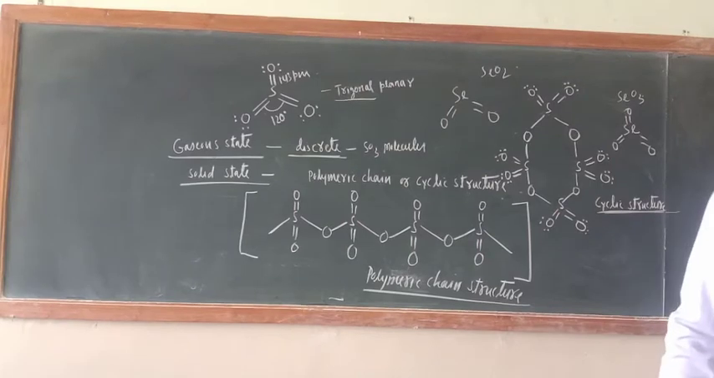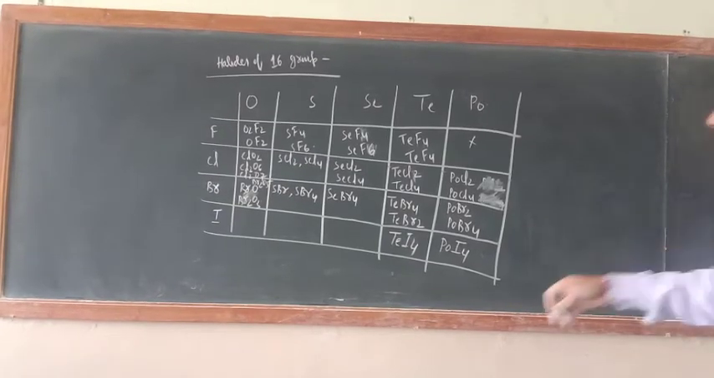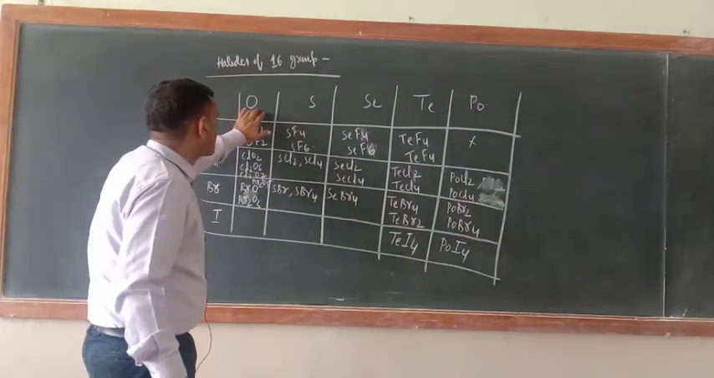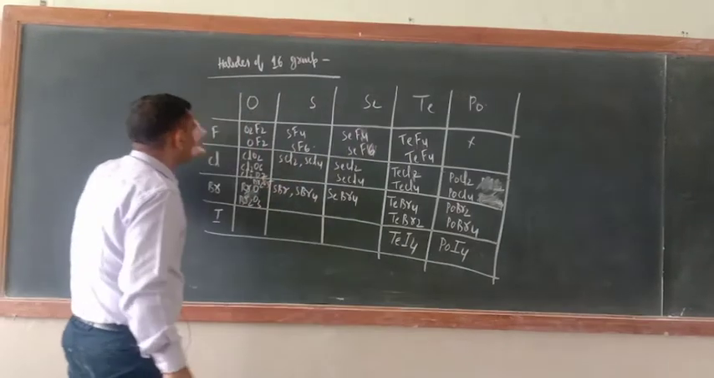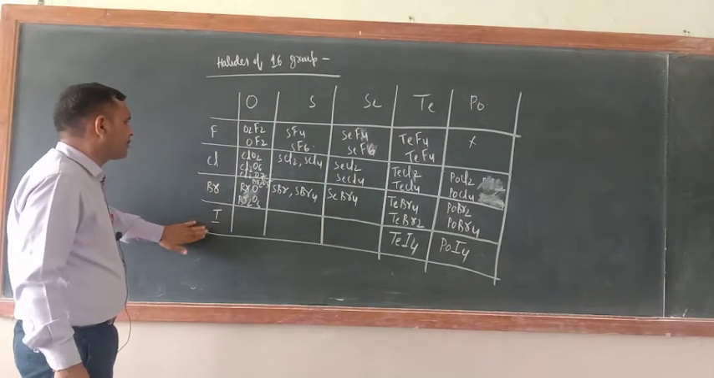Now let us move to the halides. See the halides of group 16. So these are the halides of group 16. Just see, here I wrote the group 16 members: oxygen, sulfur, selenium, tellurium and polonium. This side what is there? Halides: fluorine, chlorine, bromine, iodine.